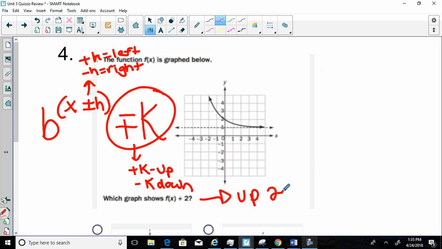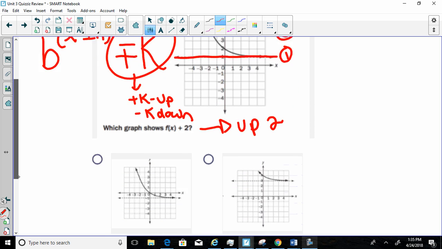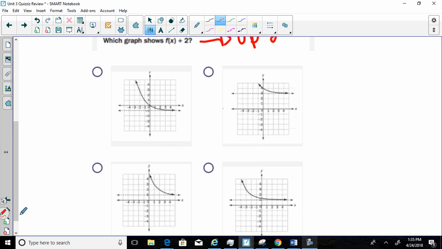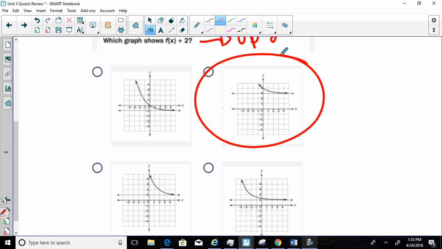Where is the end behavior here? Right here, it's your y coordinate. 1, right? So what should your new end behavior be? 3. It should be up at 3. So which one of those answer choices has an end behavior of 3? D. This one right there. See how the dotted line went from 1 up to 3? Yes. Miss, the transformation.